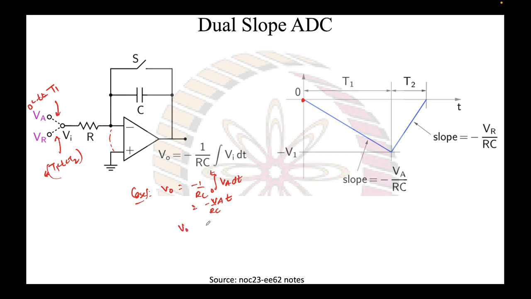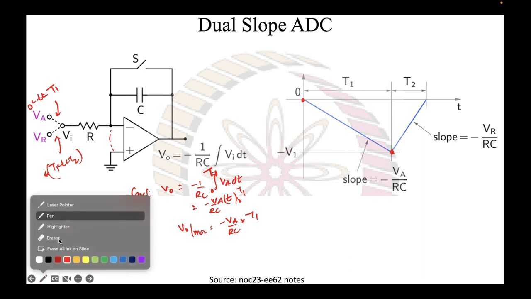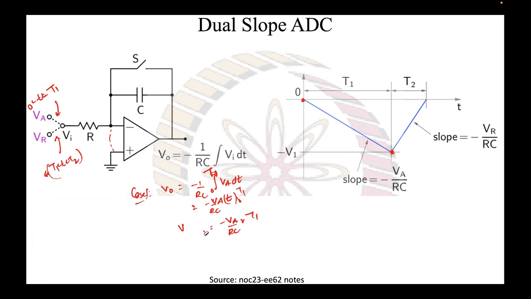So V0 max will be VA by RC times t1, because that is where we want to stop, or you can see that the limit is 0 to t1. This is the V0 that we'll obtain at this point, which I'm calling V1.